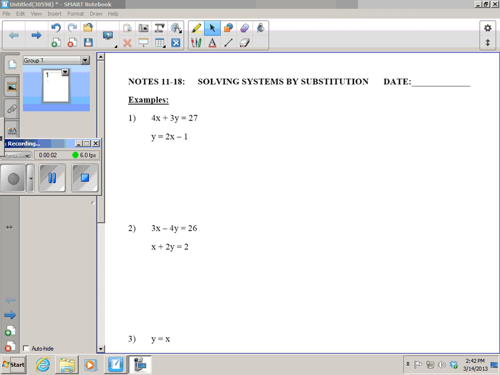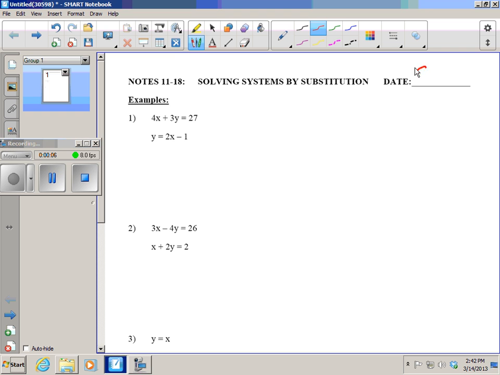Notes for tonight, notes 11-18, solving systems by substitution. Please put 318 as your date, and this is page 72. Take notes on your handout and follow along with the examples. Pause the video at any time so that you can try a question on your own.